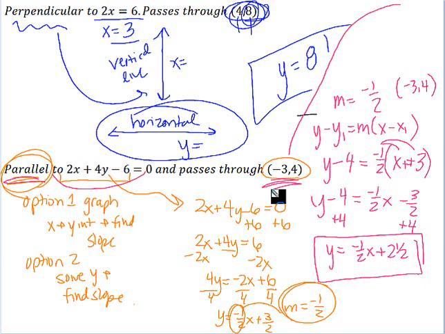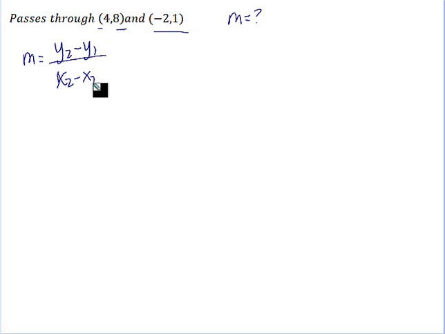Stay tuned for one more example and variation for how you can see these types of problems. We now are going to pass through 2 points. So we're going to pass through the point 4, 8 and negative 2, 1. We need to find the slope. We have a point, we need the slope. Well, we know how to find the slope between 2 points is y2 minus y1 over x2 minus x1. You can go ahead and label them if you need to.